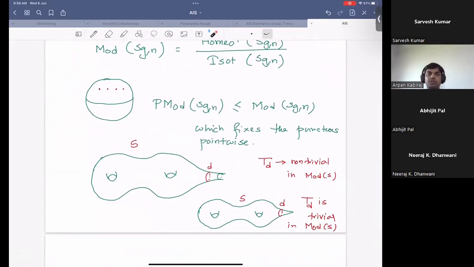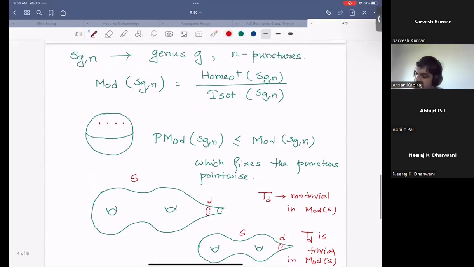Okay. So first what we will prove is the following. If you have a pure mapping class group of a surface with finitely many punctures and without any boundaries, then that group is finitely generated. That is the first thing that we are going to prove.